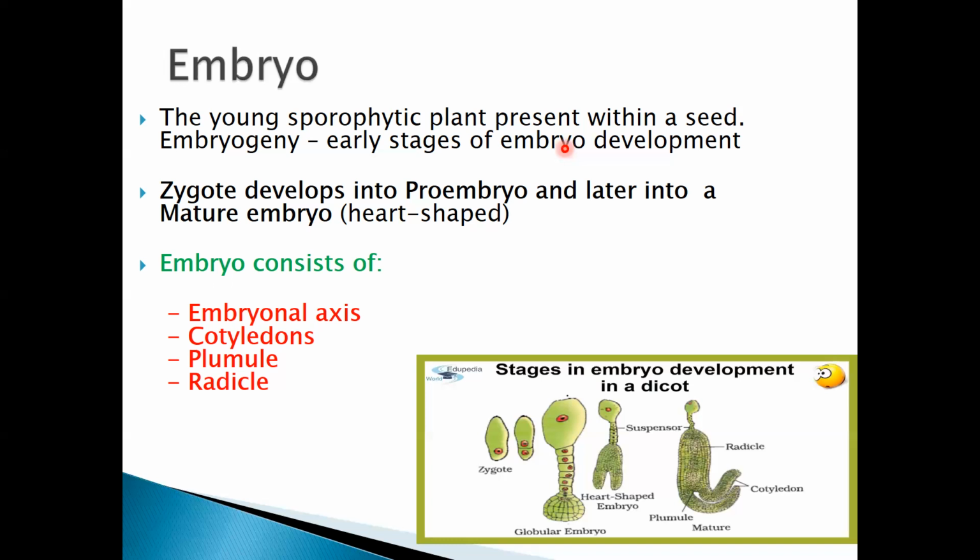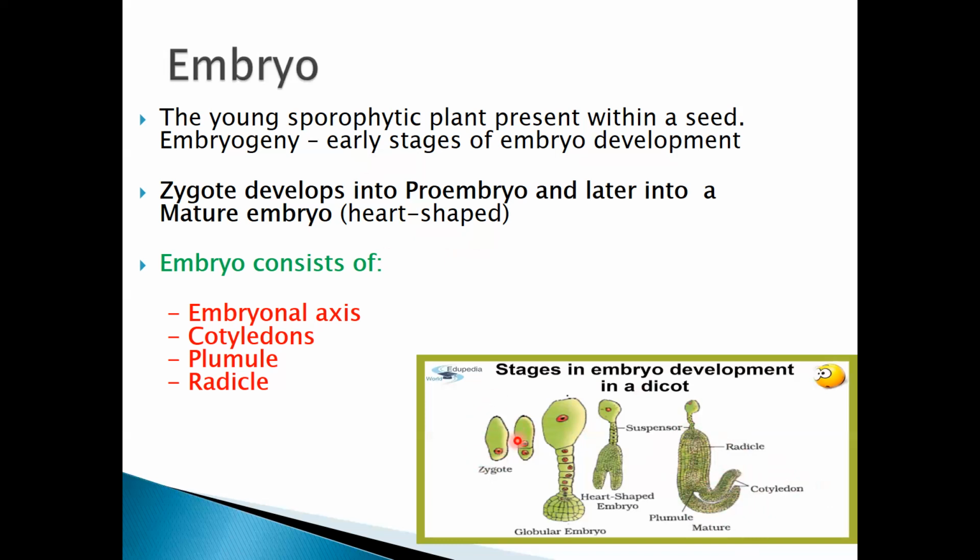Here also, the young sporophytic plant is present within the seed, and embryogeny is nothing but the early stages of embryo development. The starting stages or the initiation stages of embryo development is nothing but called embryogeny. Okay. Now, next is the zygote develops into a proembryo and later into a mature embryo, that is heart-shaped, this way.